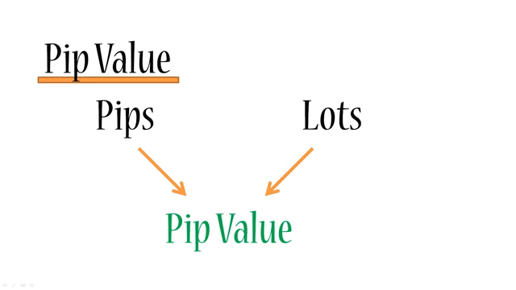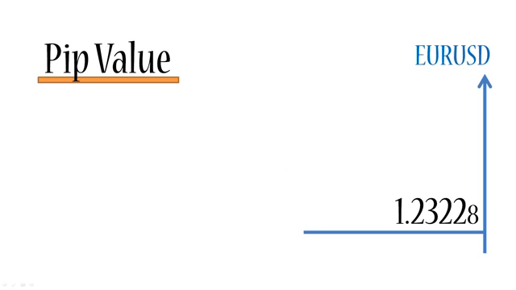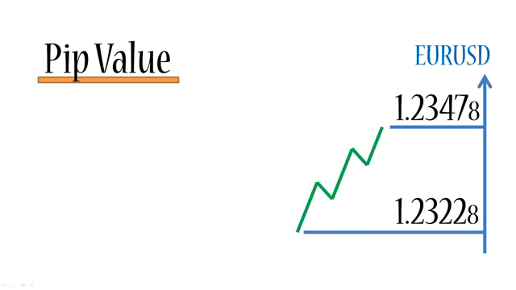Let's have a look at this in a basic conceptual example. So here we have the euro-dollar chart on the right. The price is 1.23228. Price moves up a bit and goes to 1.23478. That's approximately a movement of 25 pips. So now let's imagine that we had entered into the market with a buy order at the lower level and exited the market at the higher level.